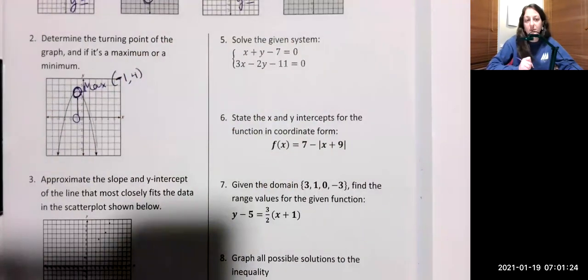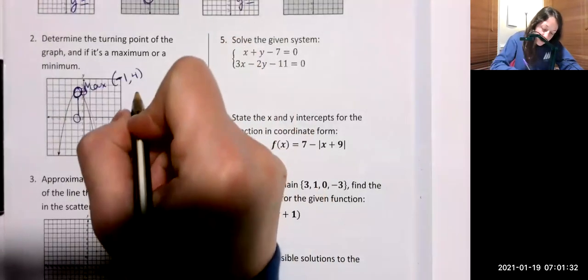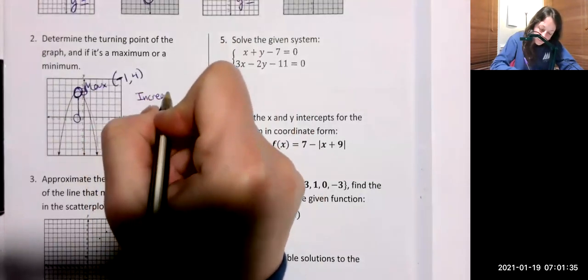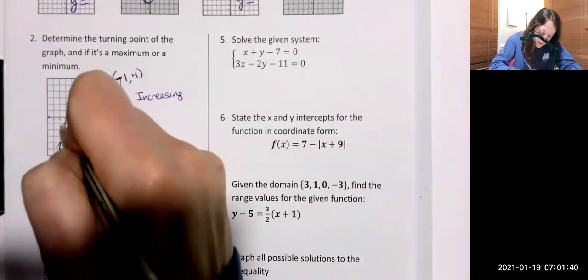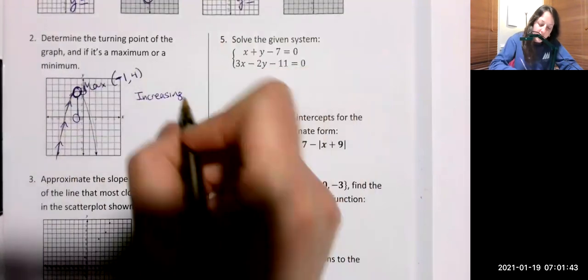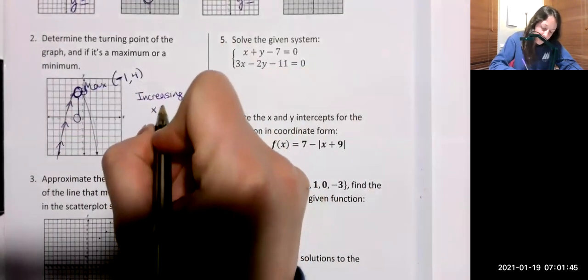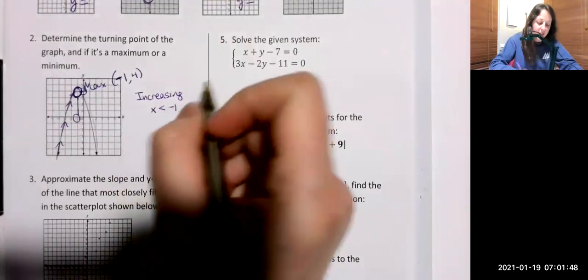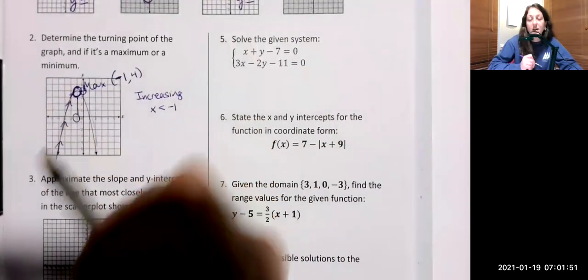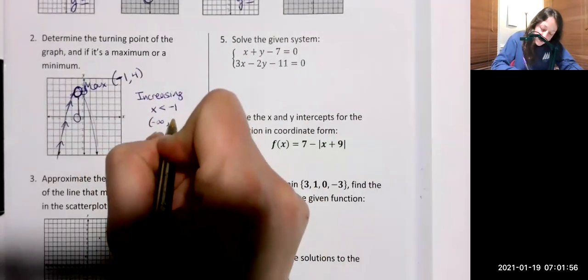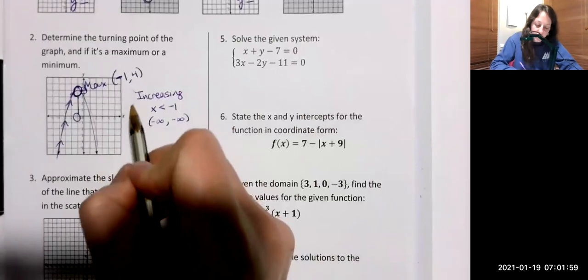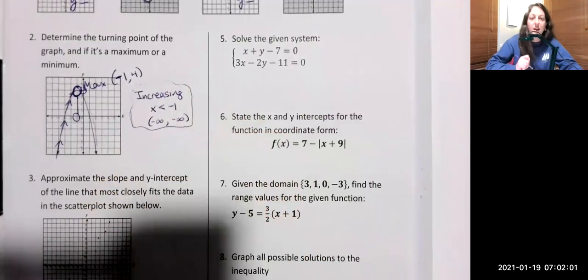And then here's the extra pieces that I promised. Let's talk about how we would describe this graph's behavior. This graph is increasing as we start from the left side, we are moving up. So this graph is increasing for x is less than -1. It's increasing over here to the left of that maximum. You could also see (-∞, -1). Both of these are statements that describe increasing behavior.